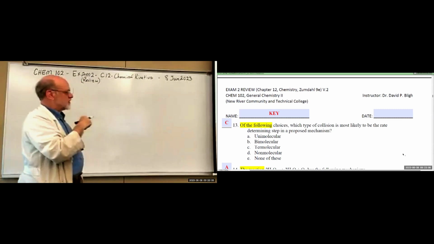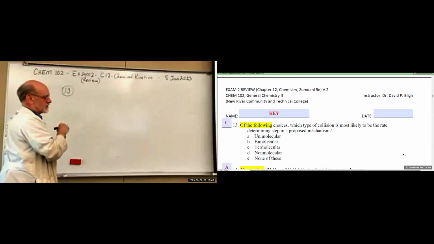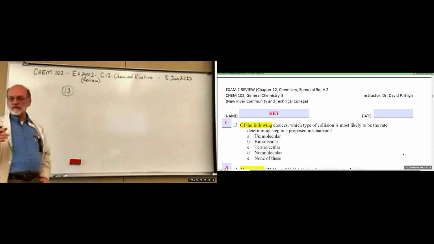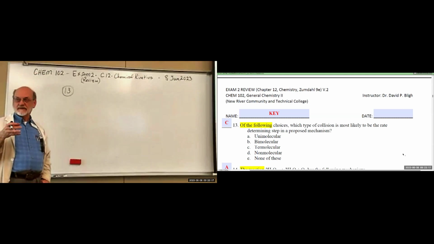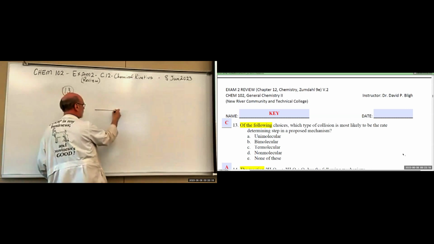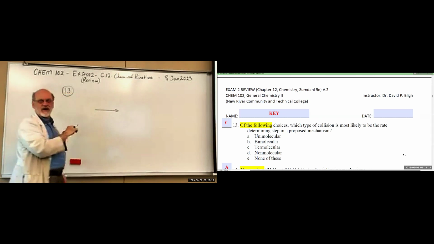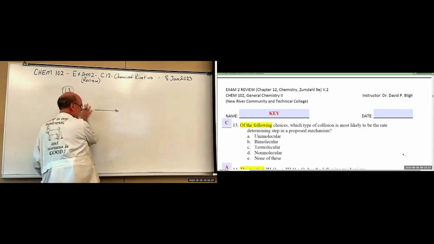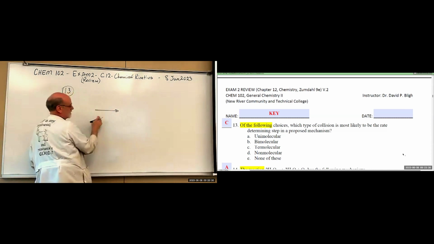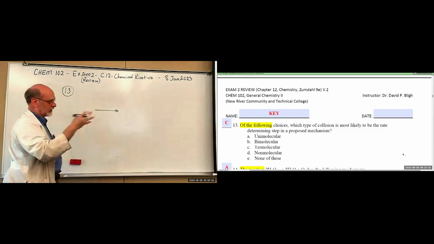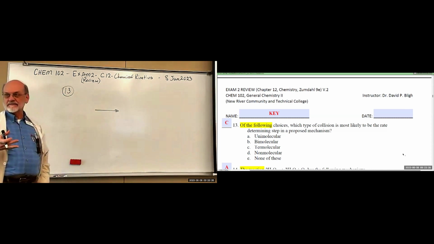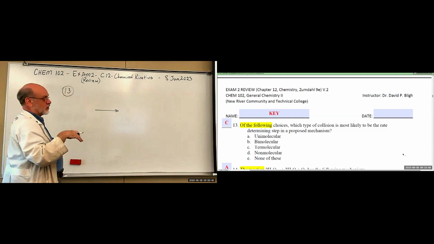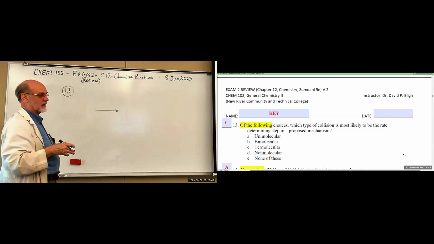Of the following choices, which type of collision is most likely to be the rate determining step in a proposed mechanism? Remember, a mechanism has 2 or more elementary steps that are buried inside this part of the reaction equation. You don't actually see them happen. You see the reactants and products, but you don't see this, and we're inferring a mechanism of 2 or more steps. So which one out of all these choices will be the most likely to be rate determining?